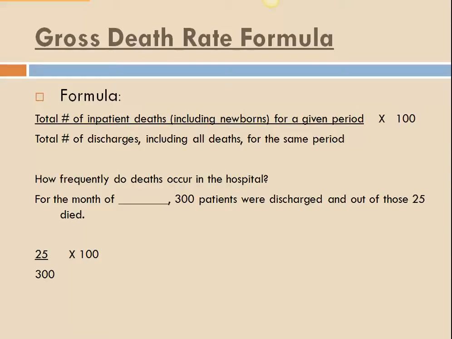died. So if you were setting that up into the gross death rate formula, you would say 25 would be your numerator, because that would be the total number of deaths, divided by 300, the total number of patients discharged, including the deaths, times 100. And both the numerator and the denominator would be referring to the same time period of the month. So this calculation isn't really that difficult. You just have to know which information to include, which means be sure you include newborns and be sure that you include deaths in your denominator.